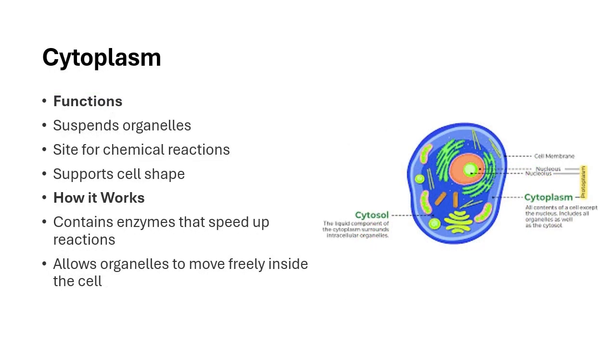Cytoplasm. The cytoplasm is a thick, jelly-like fluid that fills the entire cell. It allows organelles to stay in place and also helps them move when needed. Many important chemical reactions happen here because cytoplasm contains enzymes that help break down nutrients and build new molecules. It works like a working space where the cell performs most of its daily activities.